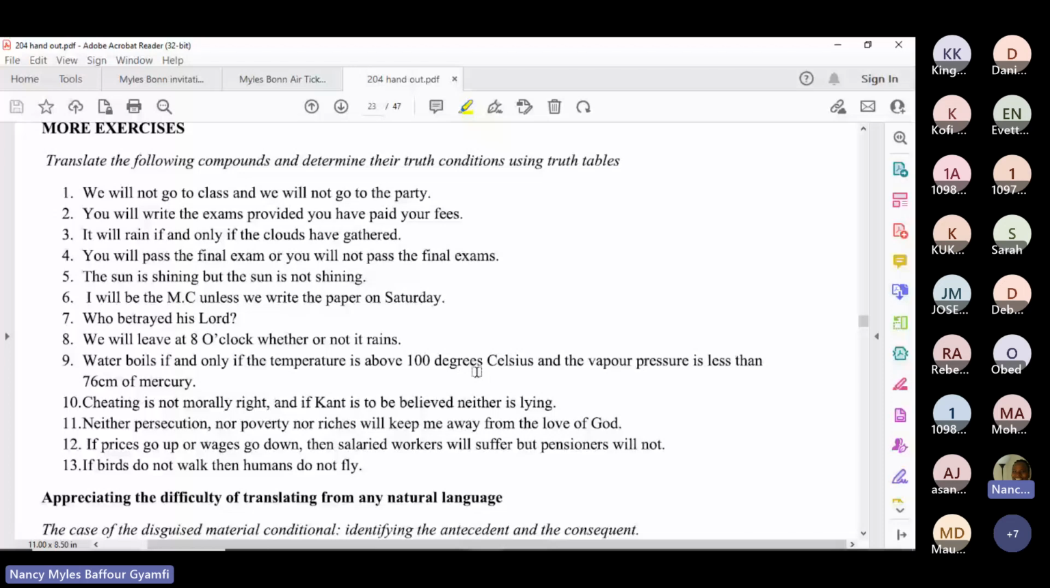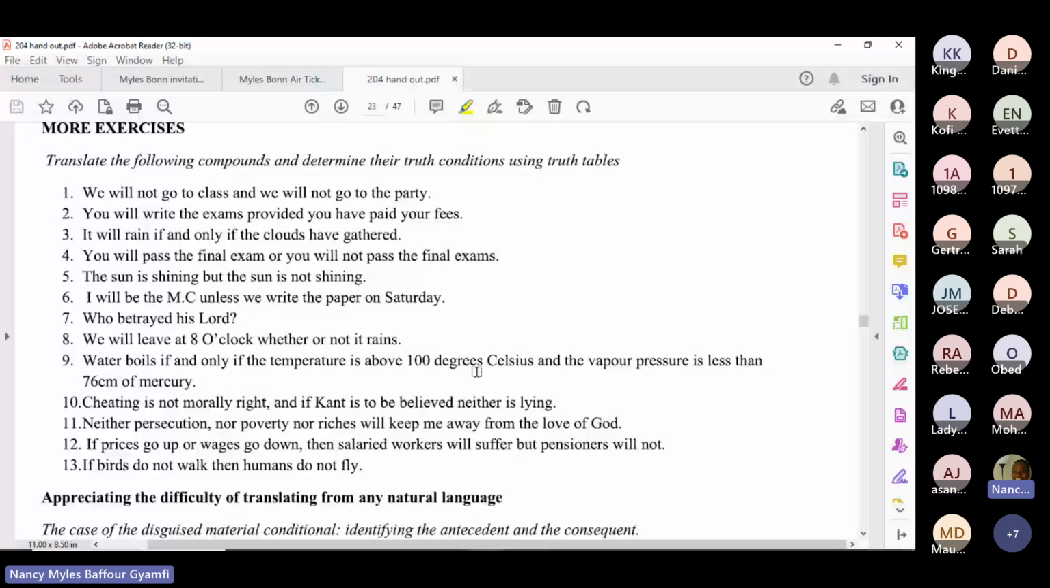My lady who had a question, please ask. We decompose not P disjunction Q on a branch. And then you said you have a question. Please ask me the question. Madam, I'll take you back a little bit to number 6. I will be the MC unless we write the paper on Saturday. What are the atomic formulas? Don't worry, I'll take it again. Then you can ask your question after that.